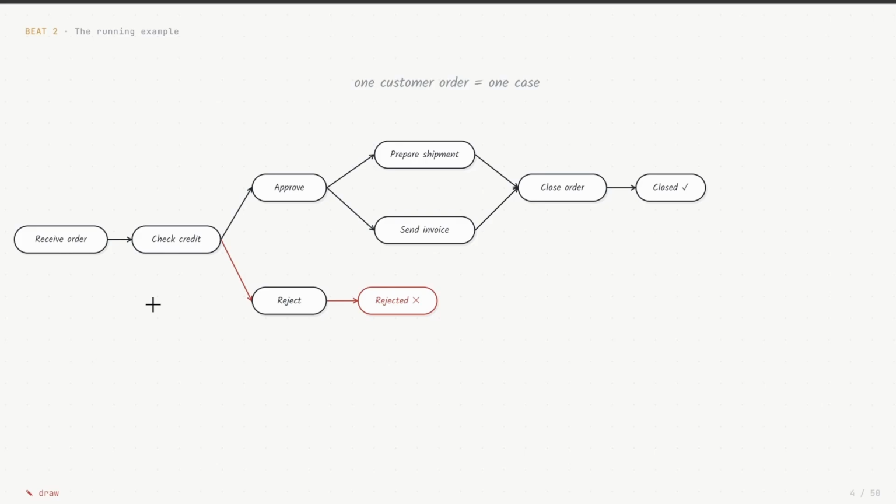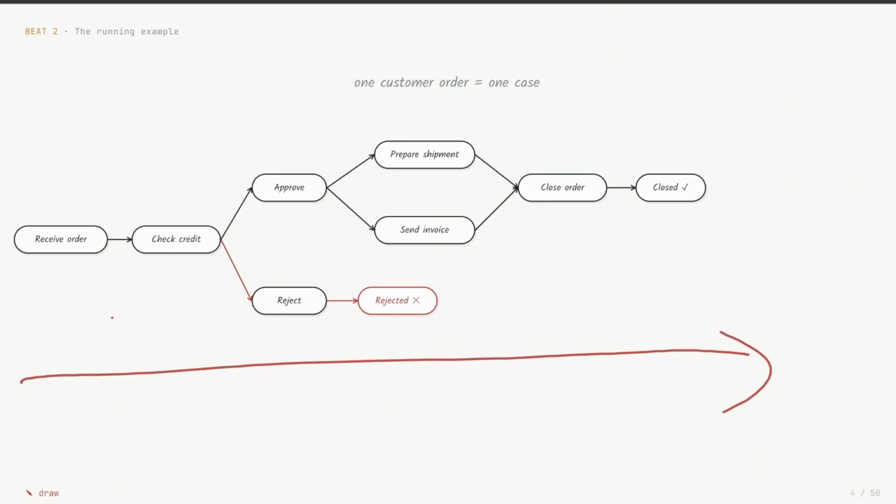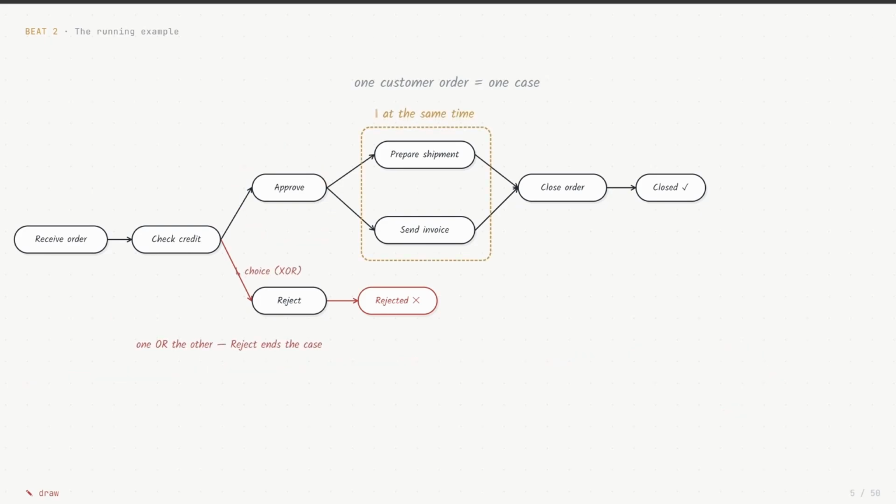So we're gonna use the example that we usually use. We have the same example. We are receiving an order. The order is the case. Here, if we approve, as explained, we have two things that happen at the same time, which is prepare shipment and send invoice. And both must finish before we close the order. We need to hold that in your head for the rest of the video.